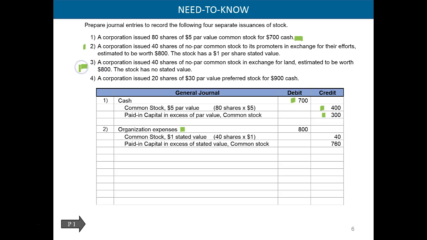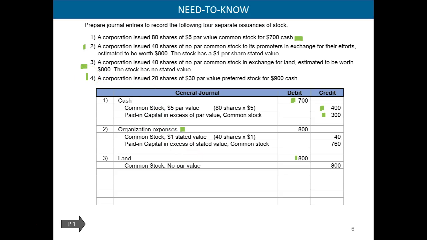Number 3, a corporation issued 40 shares of no par common stock in exchange for land estimated to be worth 800. So now we don't have to worry about this par value issue. This is actually the easiest scenario, where we just say, well, the land is going on the books for the 800, and we don't have to worry about this par thing. We're just going to credit common stock for the value that we receive for whatever we sold it for in this case, because it's a no par value common stock.